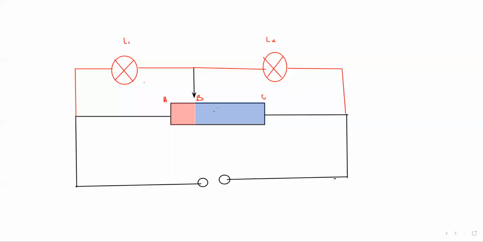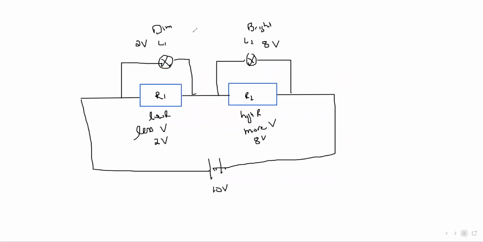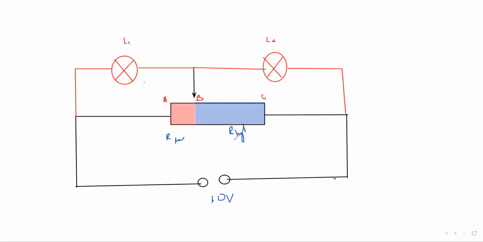So what happened? Because unequal distribution is there, this part of a variable resistance will have low resistance and the other part of a variable resistance will have high resistance. So if you have a 10 volt supply, the same example, the one which will have high resistance will receive more voltage. So the part which is having a greater resistance will receive more voltage and the other will receive less voltage.